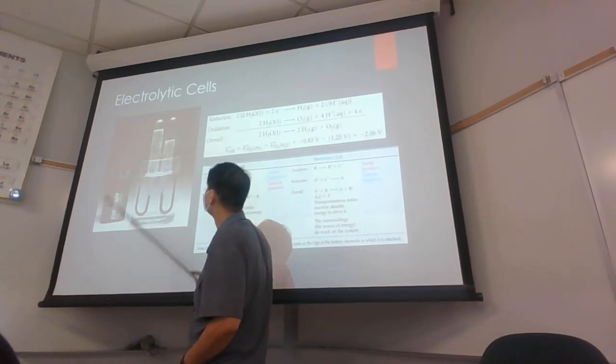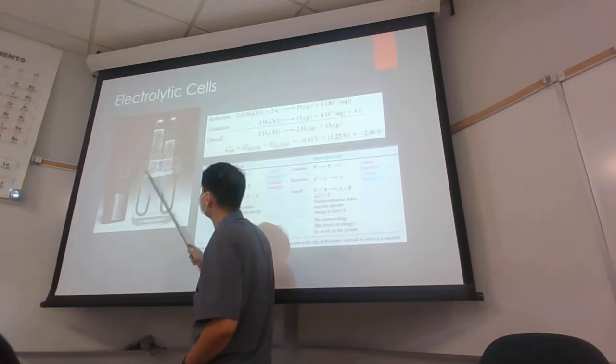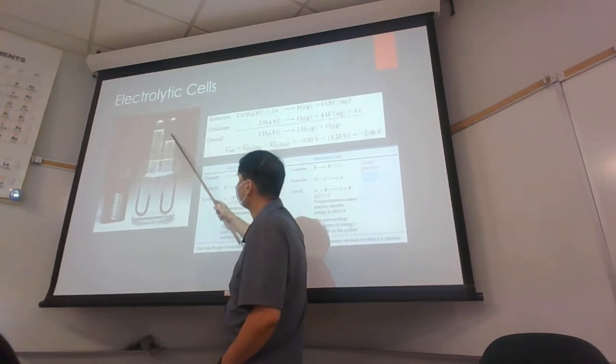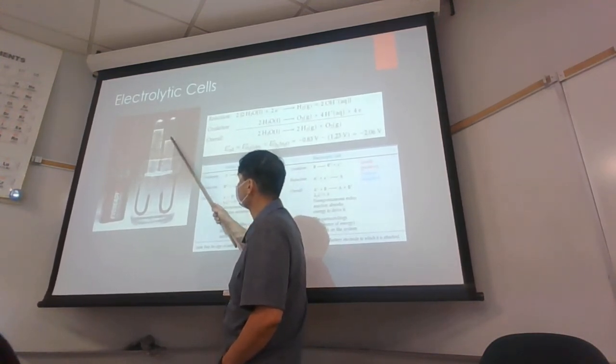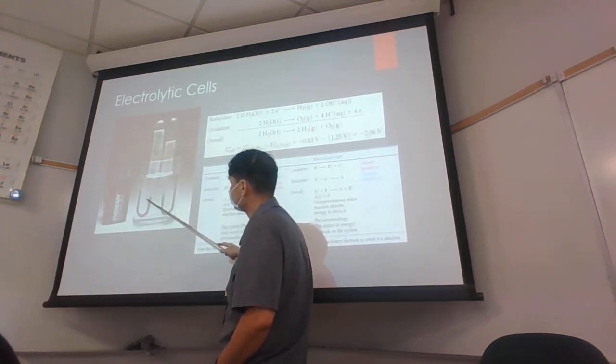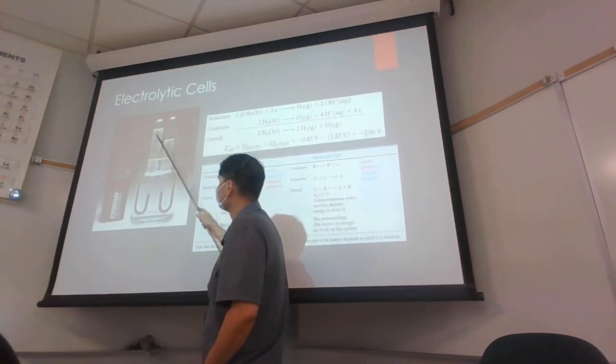But it doesn't matter how you draw it. You should be able to figure it out. And so over here we have oxygen. Over here we have hydrogen. I can tell this is hydrogen because there's twice as much hydrogen as there is oxygen. And so what's happening over here, oxygen is being oxidized from oxygen gas.